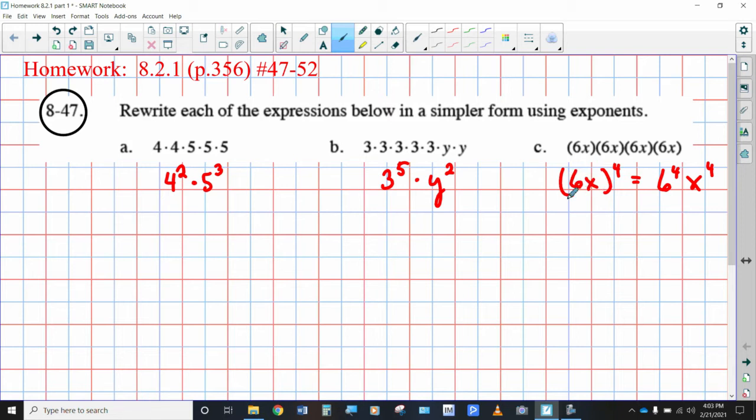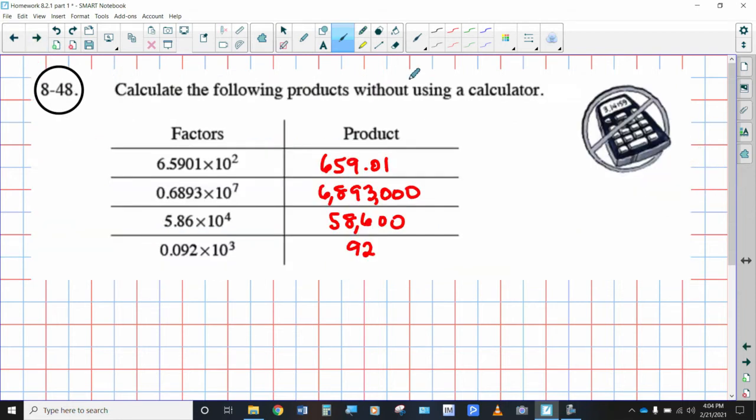And since that's in parentheses, we have to do that first before we raise to this exponent. So a way to simplify it, it's kind of like distributive property, where this exponent applies to every single factor on the inside of the parentheses. So it becomes 6 to the fourth, x to the fourth. And if you just kind of look at that and think about how commutative property would work, that absolutely makes sense.